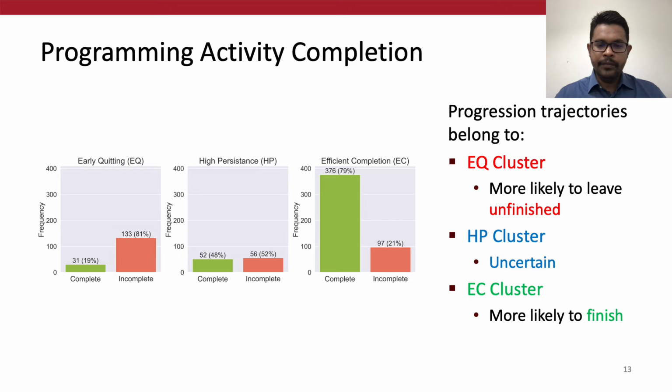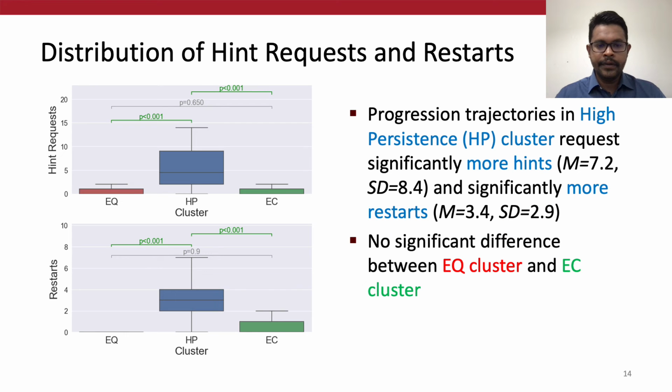In short, any progression trajectory that belongs to the EQ cluster is more likely to leave the activity unfinished, whereas any progression trajectory in the EC cluster is more likely to finish the programming activity. For the HP cluster, it is uncertain.